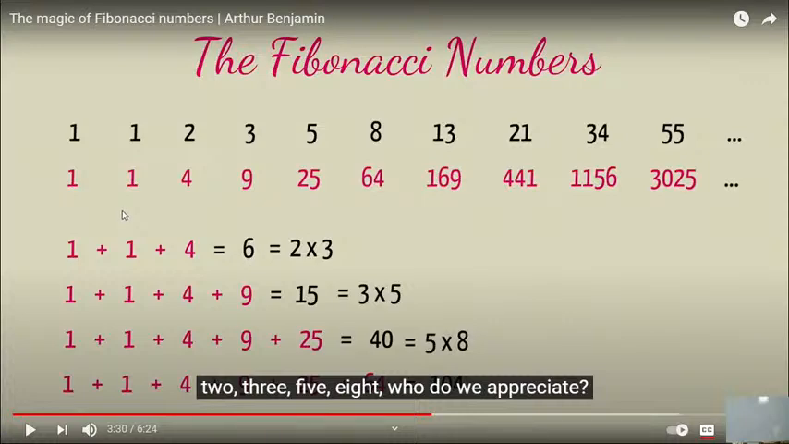Like 1, 1, 4. So 1 plus 1 plus 4 is 6. Then 1 plus 1 plus 4 plus 9 is 15. The next, if you add 25, which is the square of 5, you get 40.